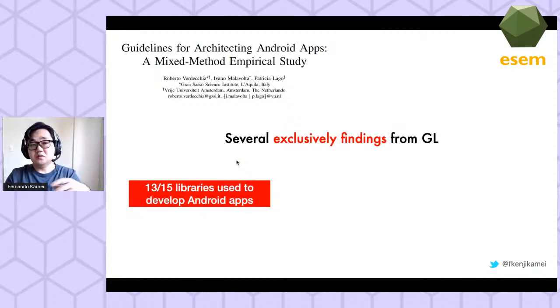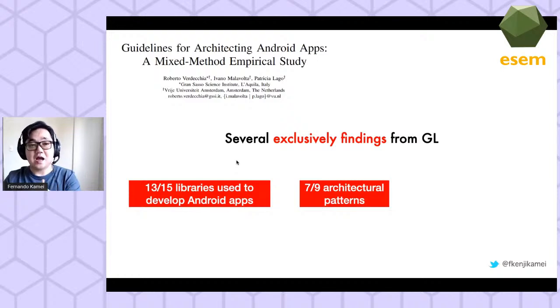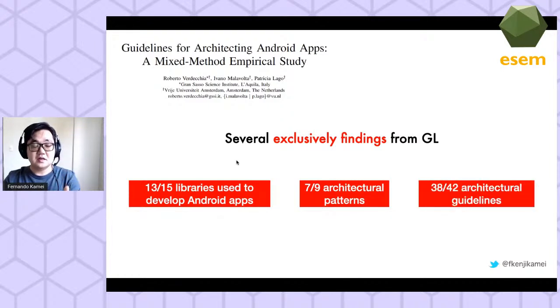Now I'm going to talk about some findings of some included studies. Here, in this multivocal study that focused on how developers architected their Android apps, some findings called our attention. For instance, 13 out of 15 libraries used to develop Android apps, 7 out of 9 architectural patterns, and 38 out of 42 architectural guidelines were exclusively identified in gray literature sources.